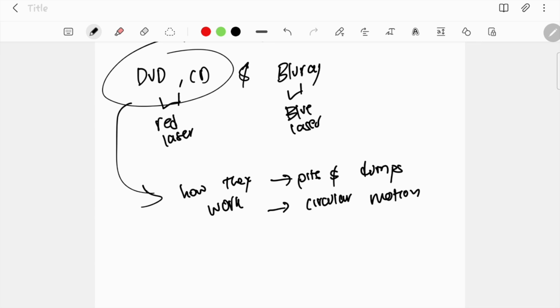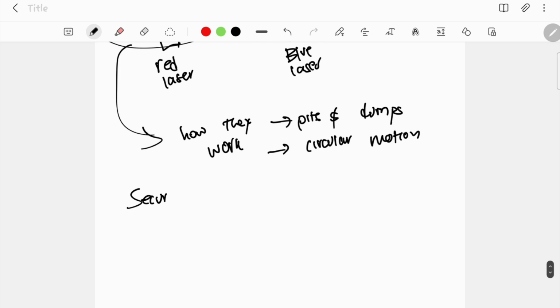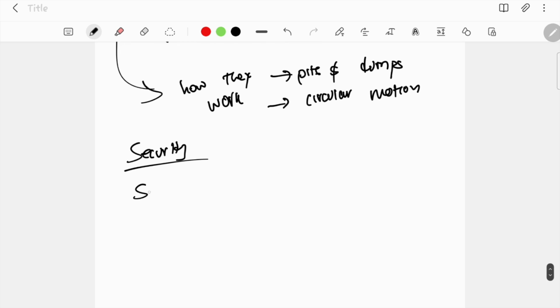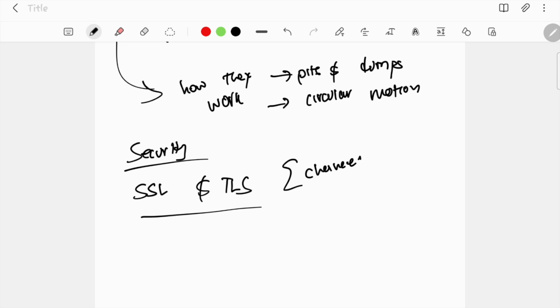In security, look at damage, stuff like that. Look at SSL. Now again, in security I didn't talk about this, but talk about SSL and TLS. This could come because I haven't seen it in quite some time. So SSL, TLS, chances to come.